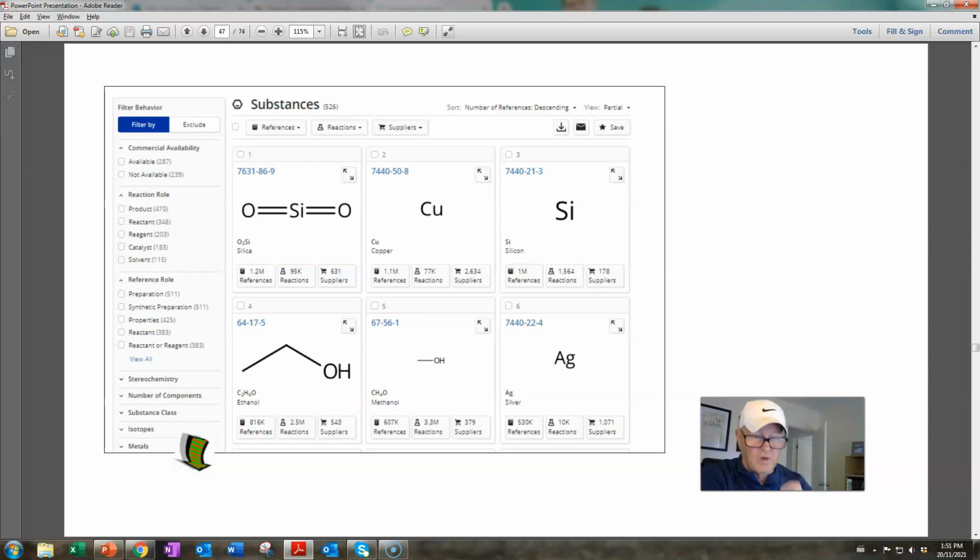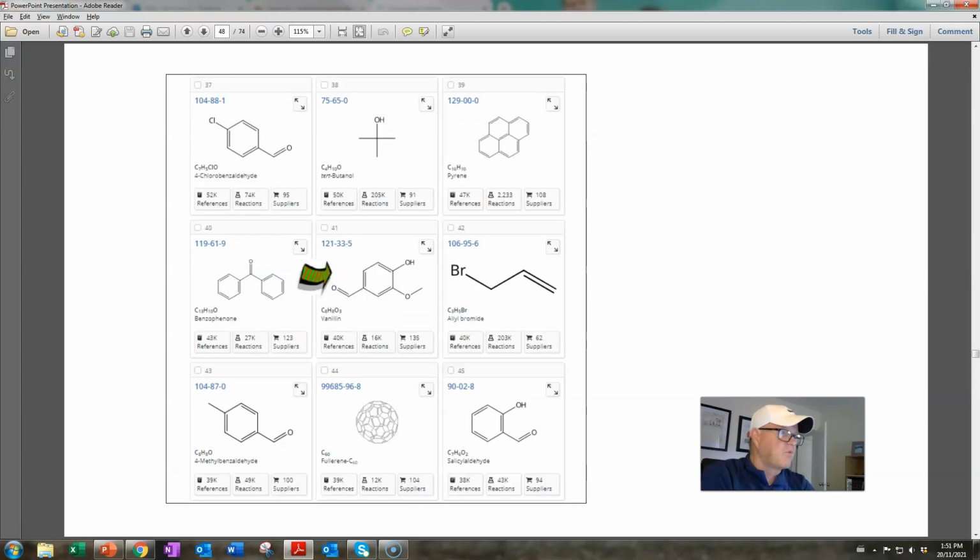I have to find something that's organic, important enough, not just like silica, and also maybe of interest to you, with enough information to do further research on it. So I browsed down. Compound number 41 looks interesting. I've never heard of vanillin. I hope I pronounced it right. So I chose that, and it gives you the registry number. It gives you how many references, reactions, and suppliers there are, and a structure.